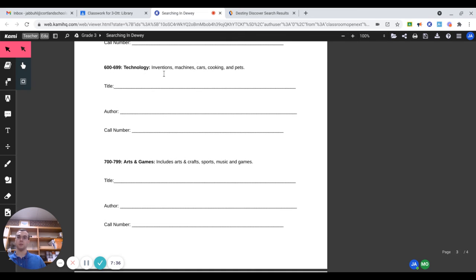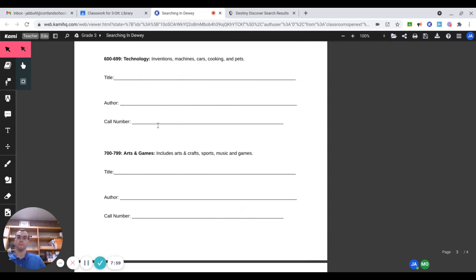600 is technology, so this is inventions such as machines, cars, cooking, and sometimes pets. So you have a number of things you could search up here. So again, things like machines, cars, cooking or cookbooks, and try to see if we have anything about pets. And as long as it starts with a number 6, that would be a book you can put in for the spot.